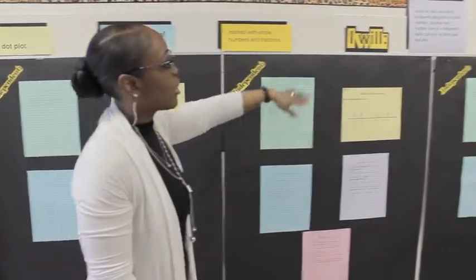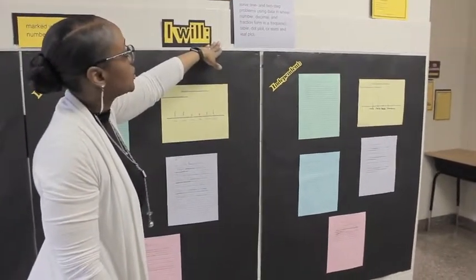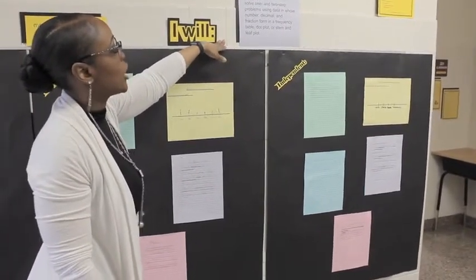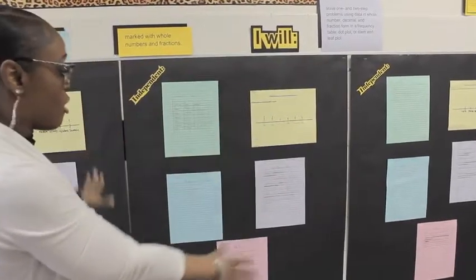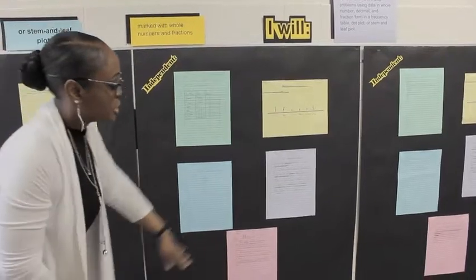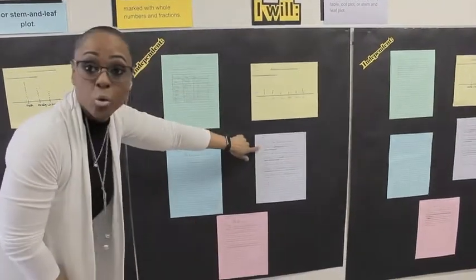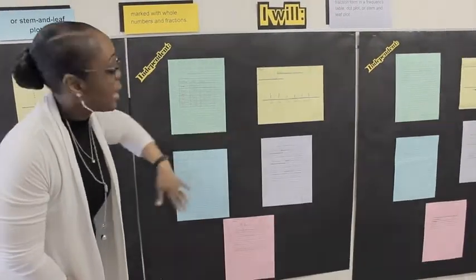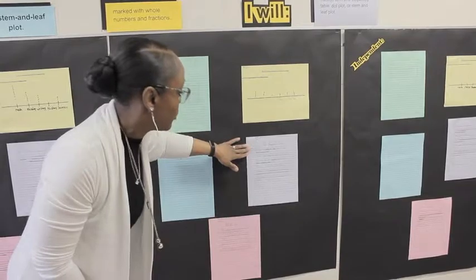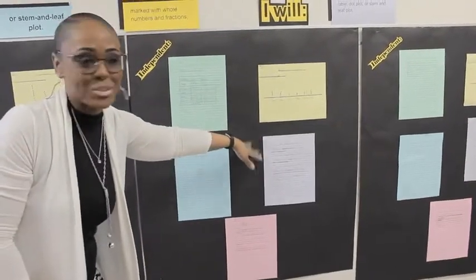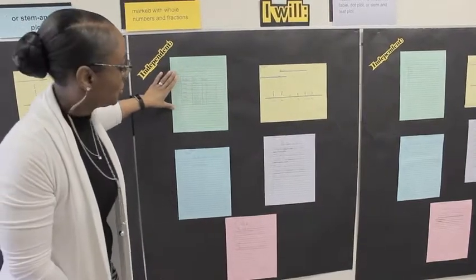They also had another I will statement where they were going to solve 1- and 2-step problems using data in whole numbers, decimals, and fractions in the form of a frequency table, dot plot, or stem and leaf plot. This is all incorporated in that. Students not only created their charts here, they actually came up with their own questions that went along with their data. For this one, for instance, they say using the frequency table. So they're using their transition words, and we're incorporating our writing. They're telling you what table they want you to use as well.